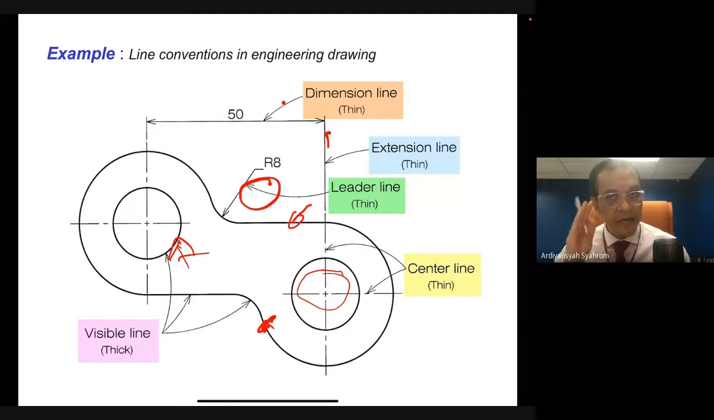Okay, you need to memorize this one. When you use your pencil to draw that one, that is the definition.